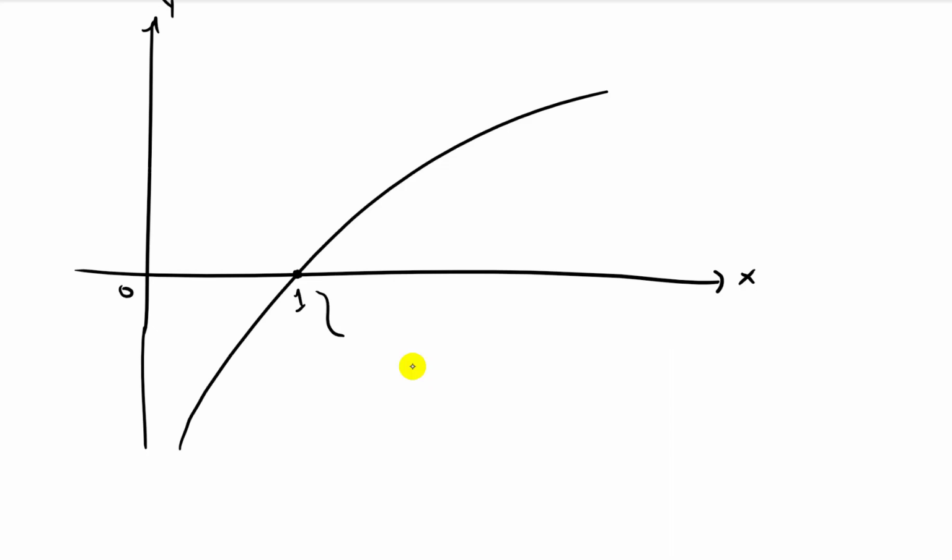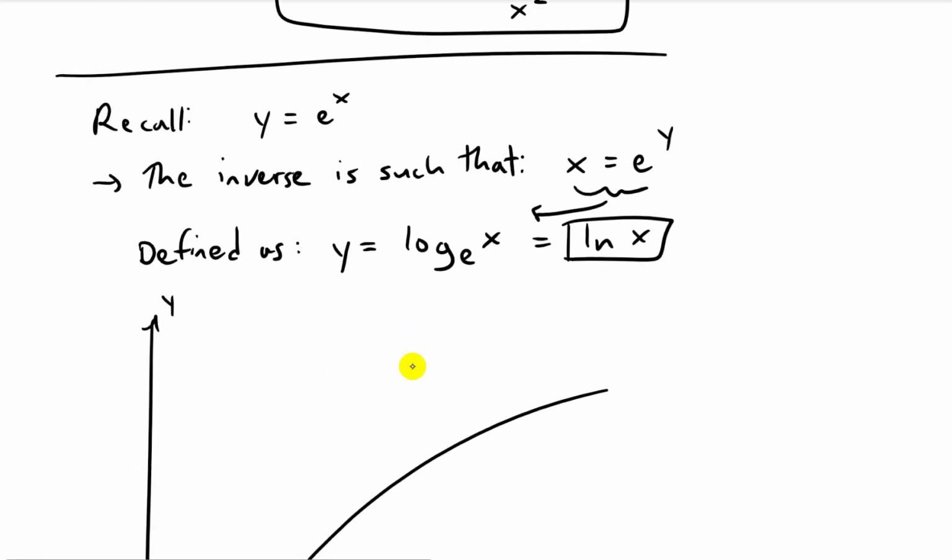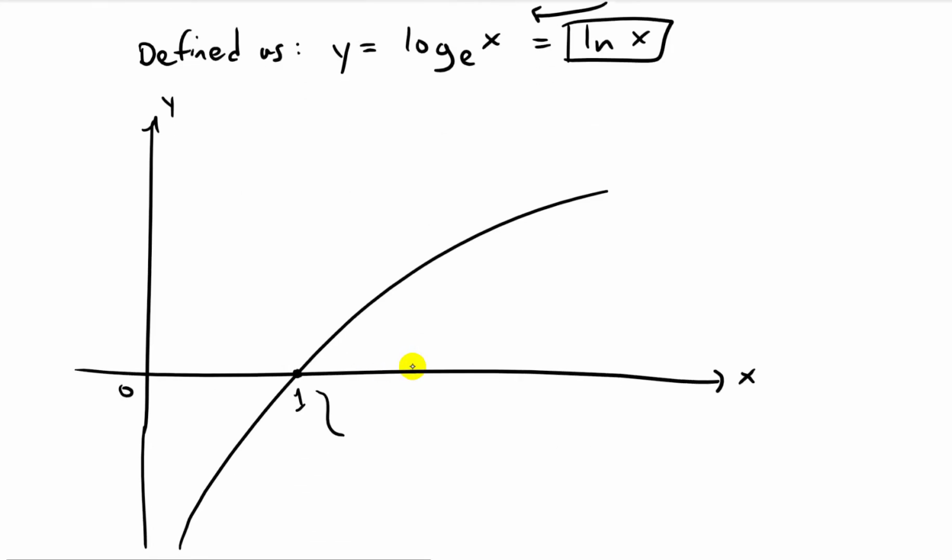Remember, it's the inverse of this function. So if x is equal to 1, then this is e to the 0. Recall that e to the 0 equals 1. By definition, any number to the power of 0 is equal to 1, as I showed in my earlier videos on that.